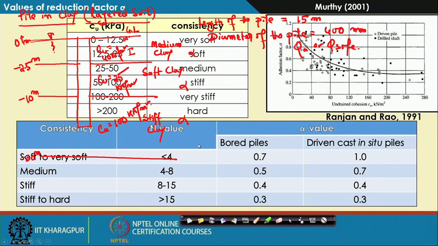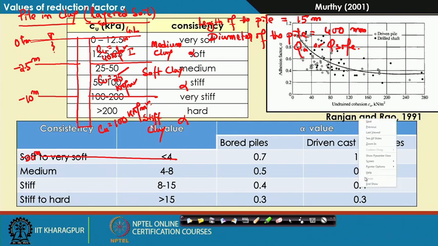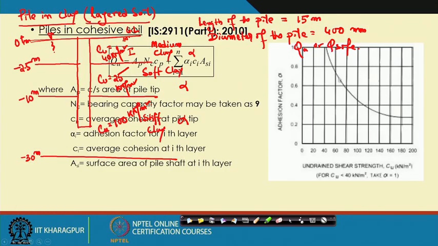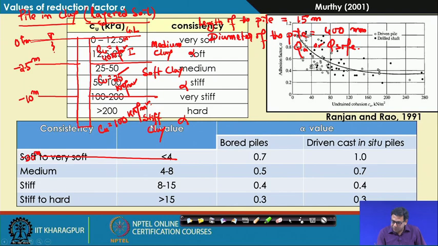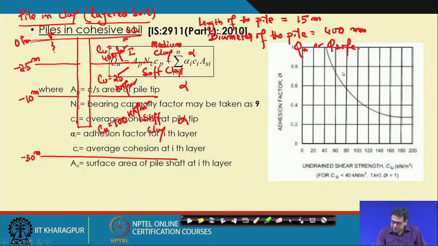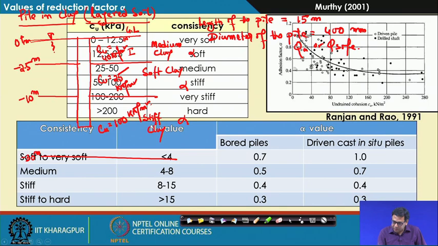Next one, 25 is the Cu value. So, it is in the soft range. So, for the soft soil it is 1, and the third one is 100. So, 100 will be in the stiff range. So, we are taking 0.45, because for stiff soil it is 0.4 for 100, but from the chart also, if it is 100, then this value is around 0.45.